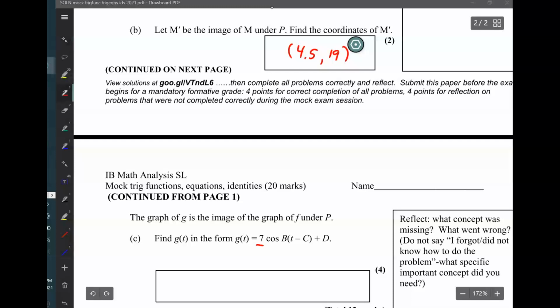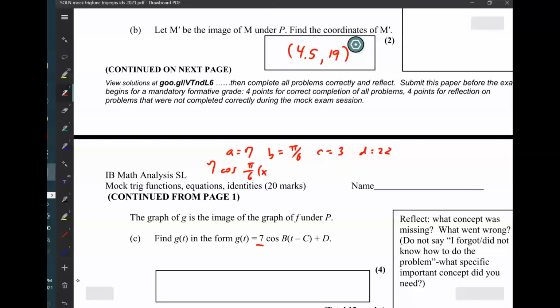And I'm just going to write down the original function that we came up with, which was that A equals 7, that B equals pi over 6, that C is equal to 3, and D is equal to 22. I'm going to write that out first, okay? So it would be 7 cosine pi over 6 x, or not x, it would be t, right? t minus 3 plus 22. That was our original model.